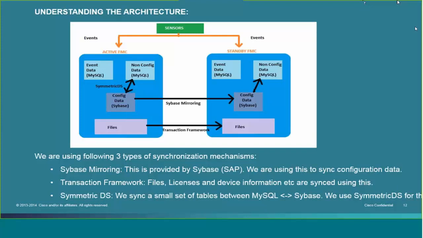To make sure that the non-config data which might need to be sent over to the standby FMC is also synchronized, there is a process called symmetric DS which converts the non-configuration related data to Sybase databases as well, so that this can also be passed through the Sybase mirroring process. Just reiterating this again, there are three synchronization mechanisms. One is the Sybase mirroring and the transaction framework, which are in between the two FMCs, and there's something called symmetric DS which is running inside to convert the non-config related MySQL database to Sybase.